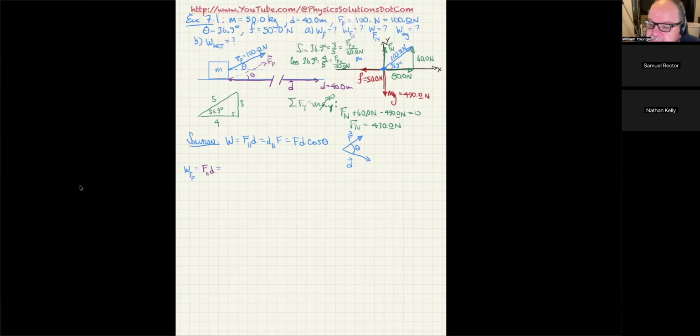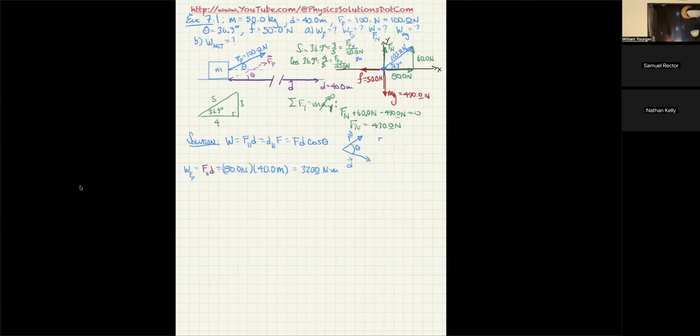Anyone? Yes, the 80 is the one that's parallel, so I'm going to write down 80.0 newtons times 40.0 meters. And that's it. By writing F parallel times D, I don't have to have the cosine function. So 8 times 4 is 32, and then 80 times 40 would therefore be 3,200. So this is 3,200 newtons times meters.